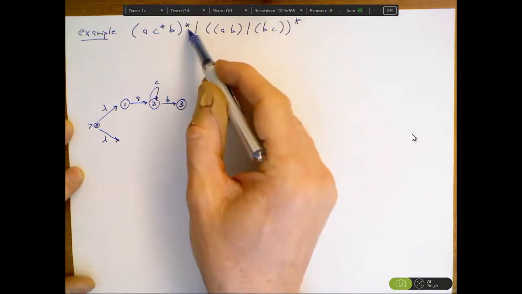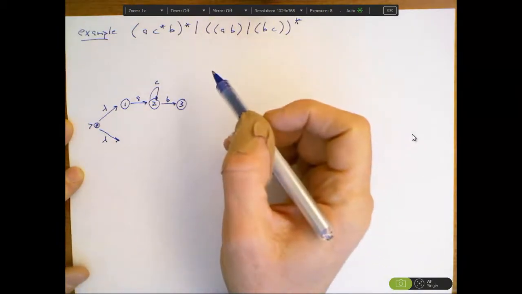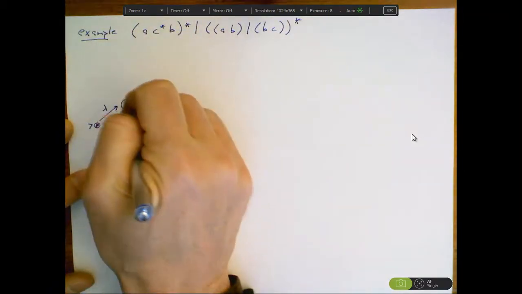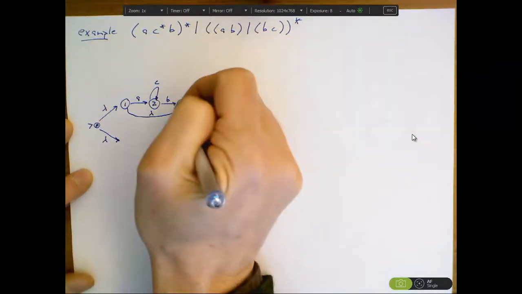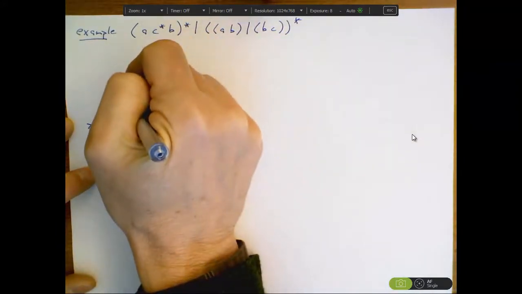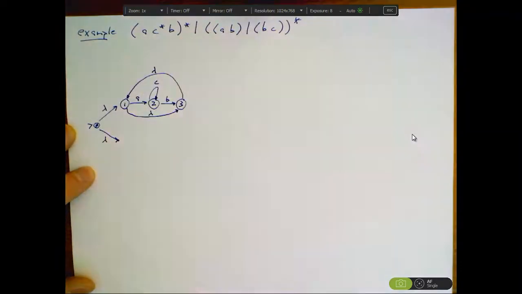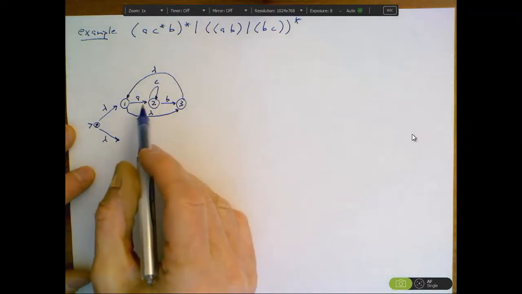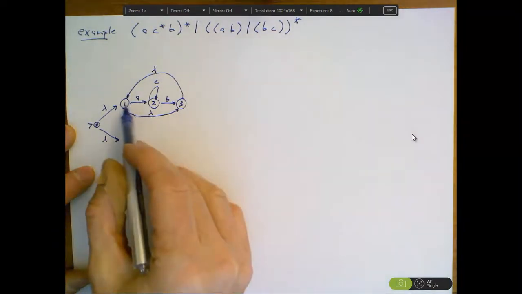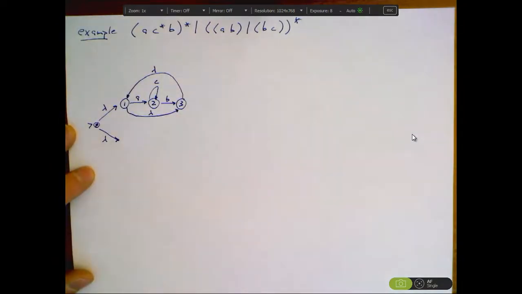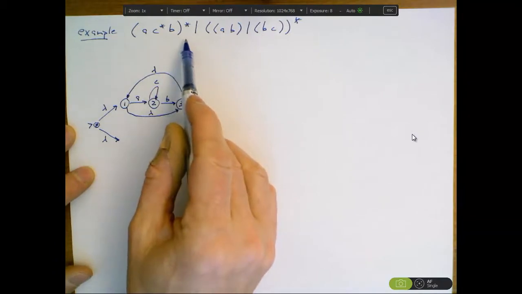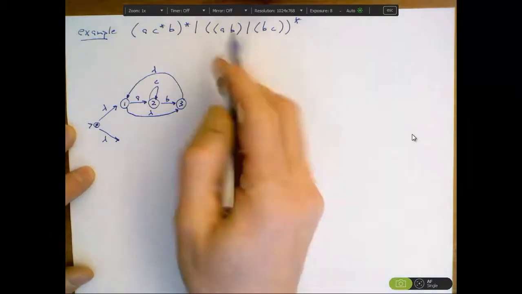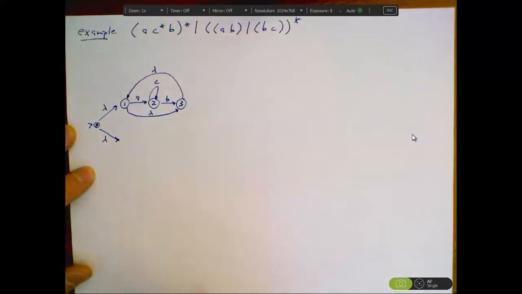Then let's model that star. We saw how to do that with lambda arcs last time. I can skip it altogether. That's the 0 repetition. And once I get to state 3, I can come back to state 1 and do that as many times as I want. So 0, 1, 2, 3, as many times as I want. So that's a finite state machine for that portion to the left of the alternation here. What about the right-hand side?